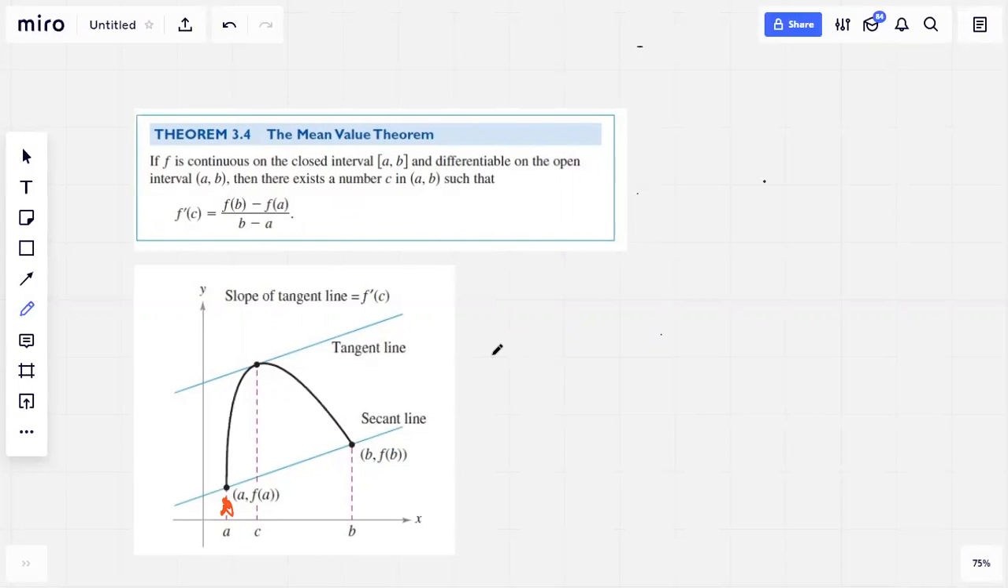Okay, and the mean value theorem guarantees that there exists a tangent line that is parallel to this secant line, that is this above line, passing through this point c. Okay, this is c, guaranteed by the mean value theorem. Okay, let us explore this mean value theorem by using an example below.